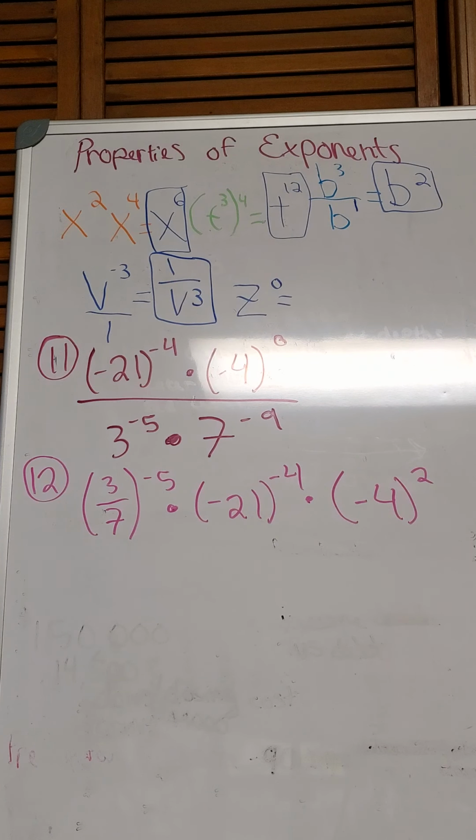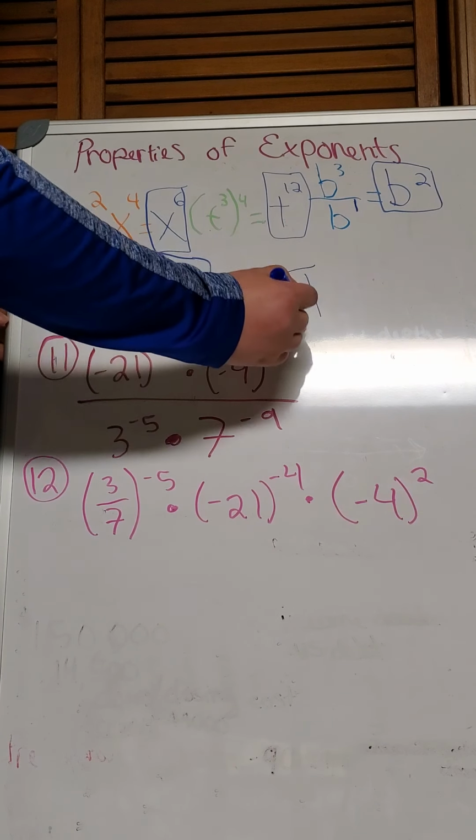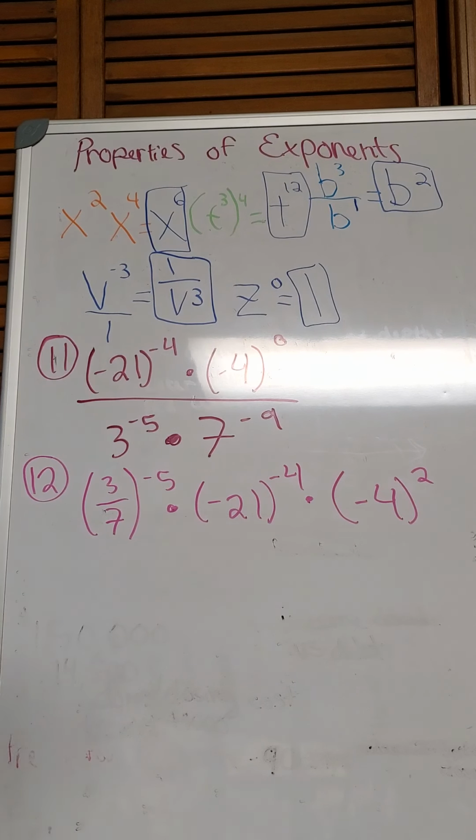And the last one, the fun one: anything to the 0 power, it does not matter what it is. It doesn't matter if it's a million to the 0 power. Any variable, any number to the 0 power is always 1. So this is 1. Alright, so that's a little quick rundown of the exponent properties you guys need to use.